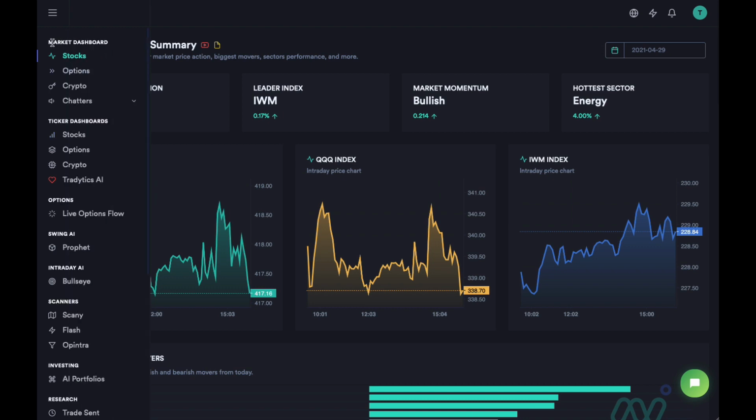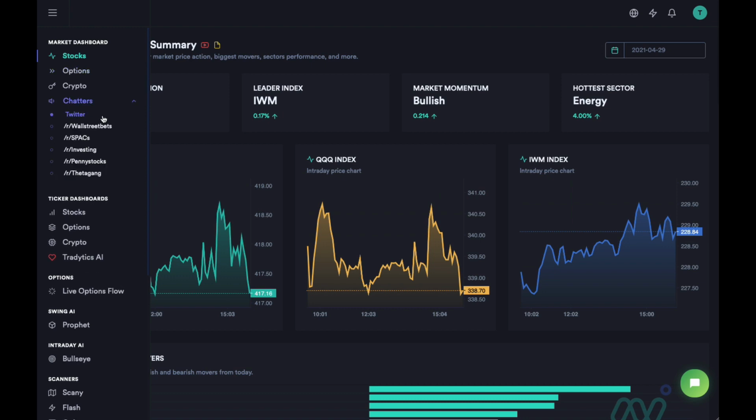So the tools under this dashboard are the tools that explain the entire market. So the stocks market dashboard gives you an idea on how the market is going right now. Then we have the options and crypto market dashboards that give you an idea based on options. And then we have the crypto market. And then we have chatters that give you an idea on what stocks are being talked about the most on Twitter, on Wall Street Bets, and on some other subreddits on Reddit.